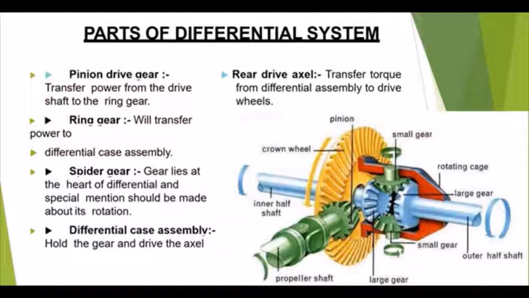So here you have six different kinds of gears: two larger gears, one pinion gear, two small gears, and the bevel crown wheel. In a differential we usually use an epicyclic gearbox.